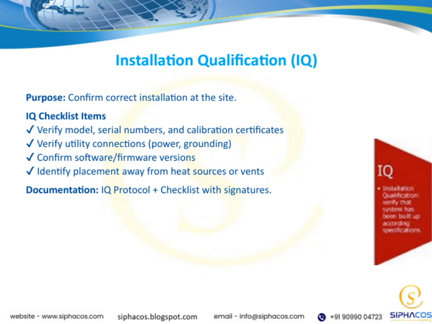First, we check the model and serial numbers to make sure we're working with the correct equipment. We also review the calibration certificates to confirm the device has been calibrated properly and is within its calibration period. Next, we verify utility connections, such as power supply and grounding, to ensure they're correct and meet safety standards. It's also important to confirm the software and firmware versions are up to date, which helps us avoid compatibility issues down the line.